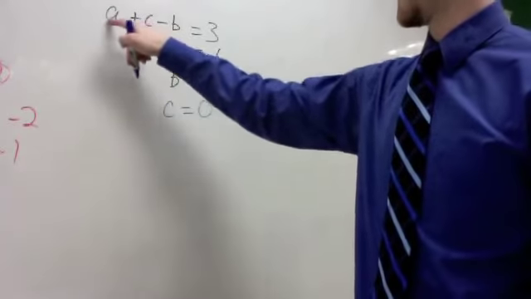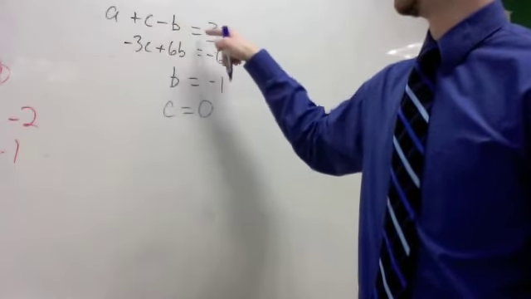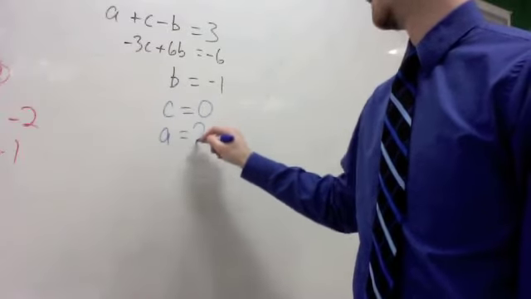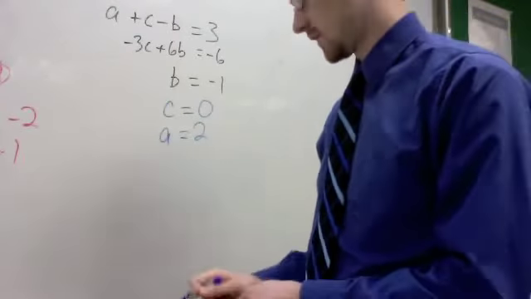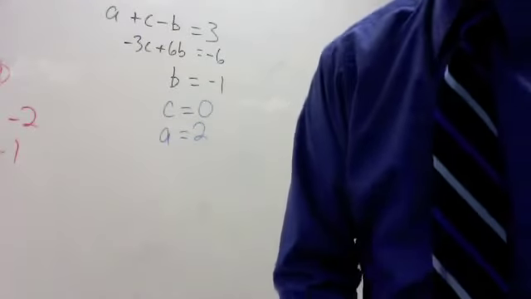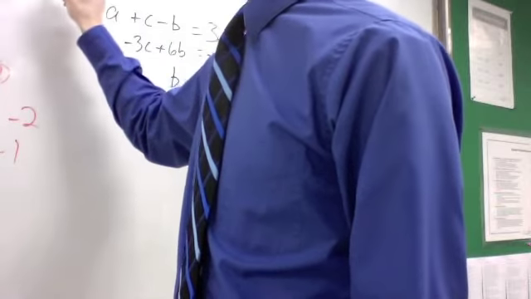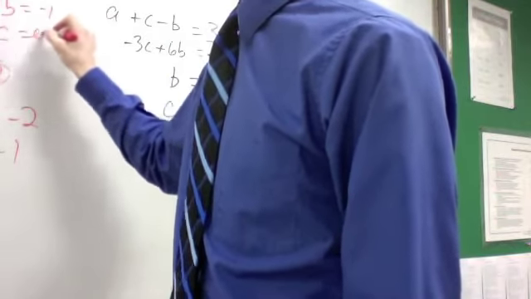So then a plus 0 plus 1 equals 3. A plus 1 equals 3. So we get that a equals 2. So our solution is a equals 2, b equals negative 1, c equals 0.